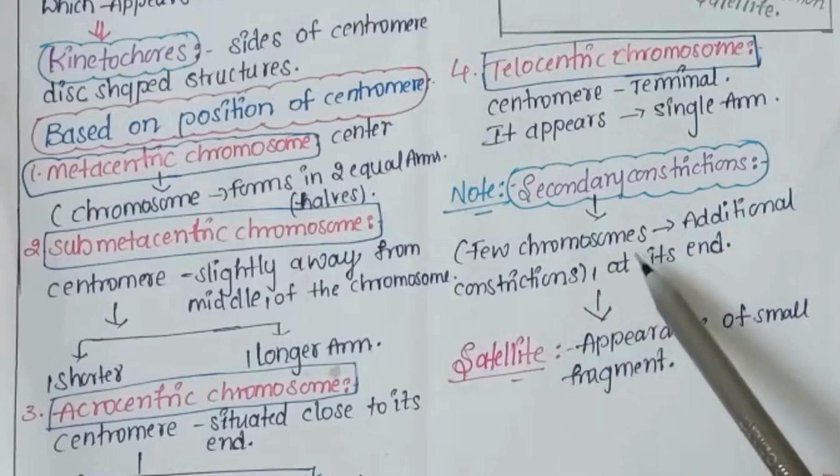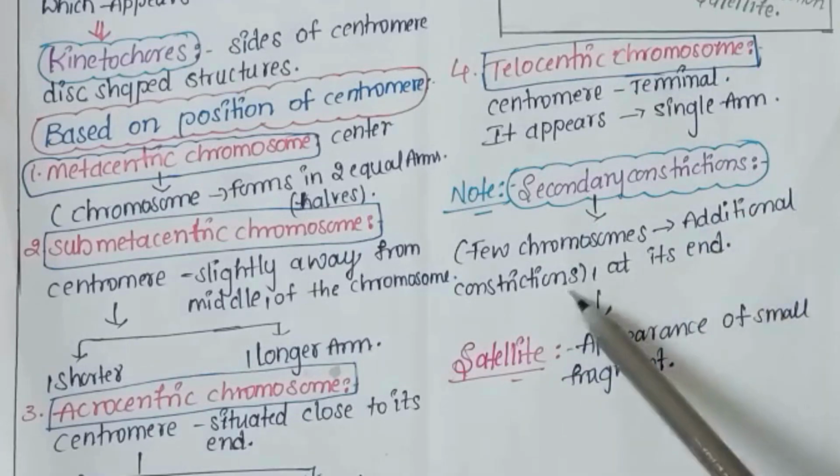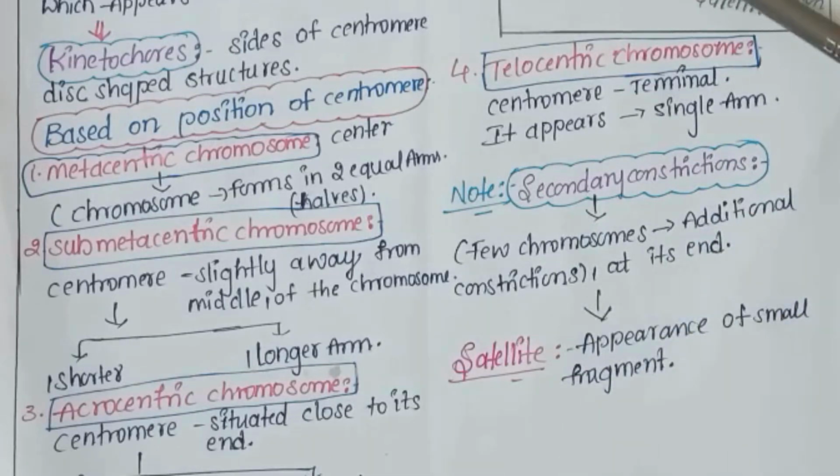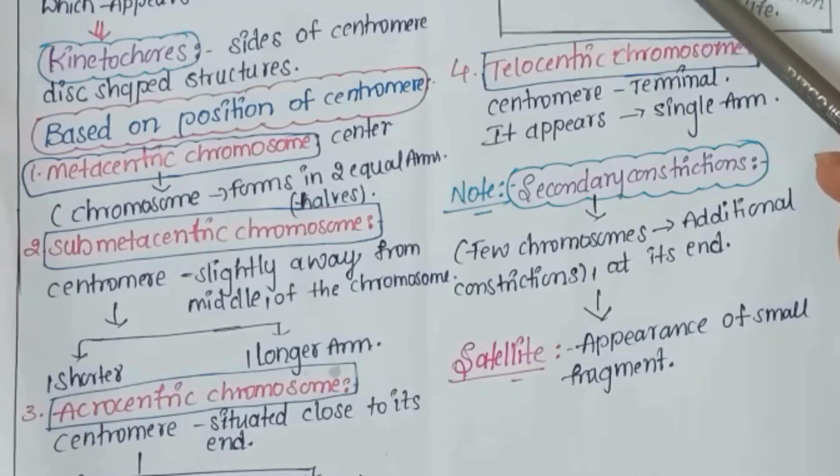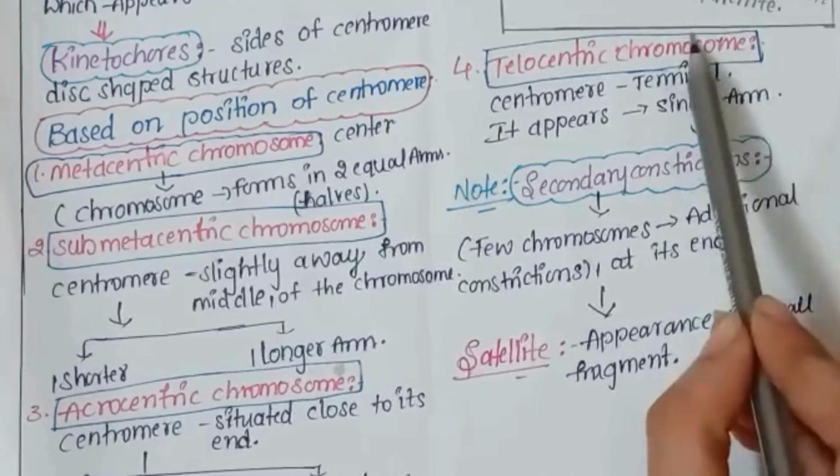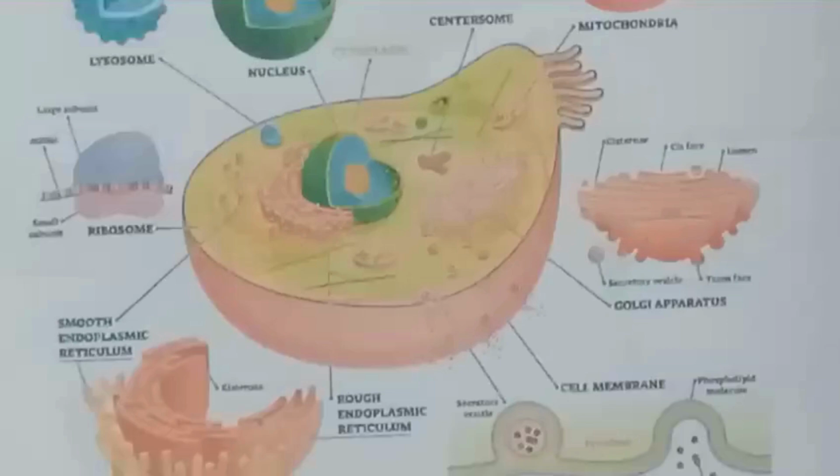And a few chromosomes have additional constrictions near their ends, which are known as secondary constrictions, and beyond the secondary constrictions there are small fragments. These are known as satellites.